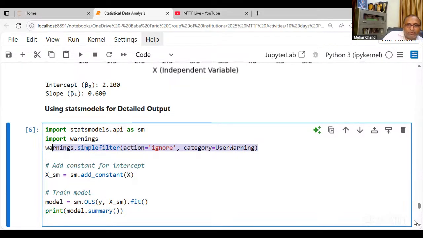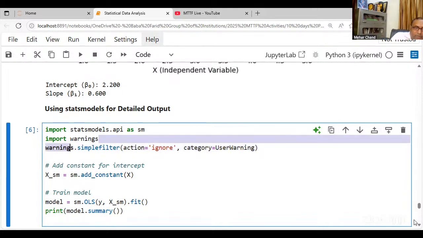To ignore the warnings, since the libraries in Python, like seaborn or the other libraries, are regularly updated, and due to the updates there are some warnings. If you want to ignore these warnings, then we have to use this library, warnings, and you will use here warnings.simplefilter(action='ignore', category=UserWarning). By using this statement, all the user warnings will be removed.